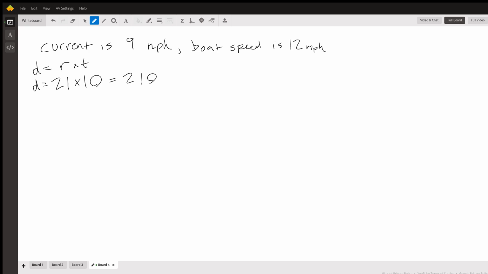Now the return trip, now the current is working against our boat speed. So the overall rate is going to be 12 minus 9, which is 3. The time we know it took us 70 hours. 3 times 70 gives us 210, which is the distance we expected. So we can be confident in our answer.